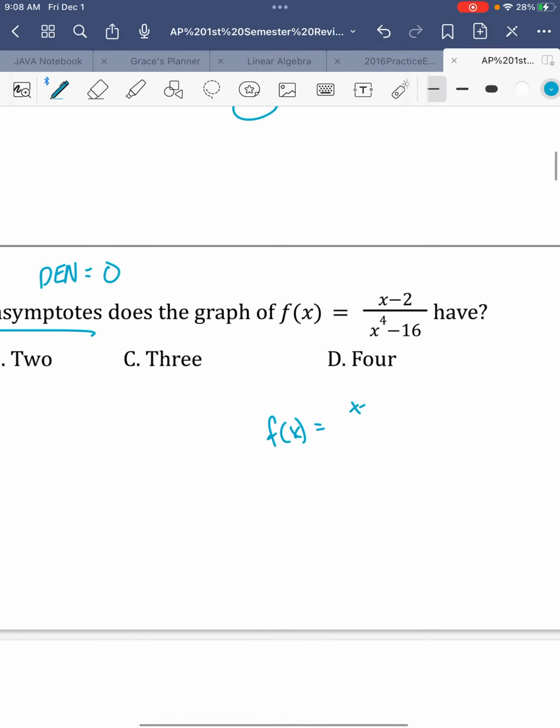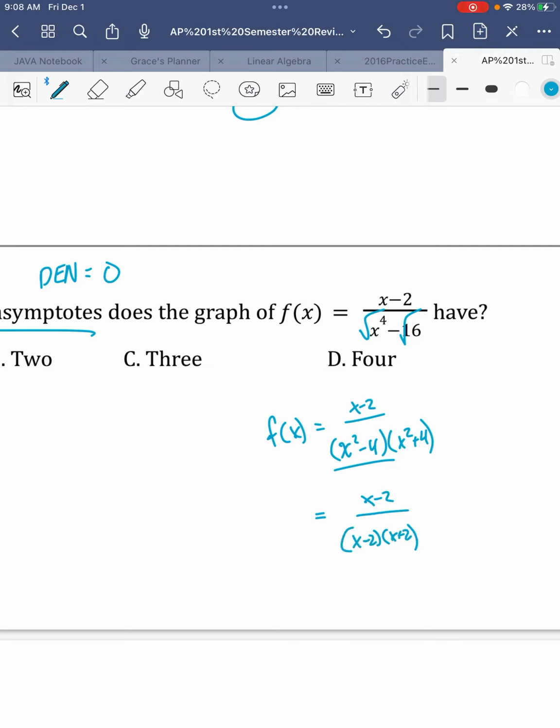So our numerator stays as x minus 2. In our denominator, x to the 4th minus 16 is difference of squares. If we square root both of those, we would get x squared minus 4, x squared plus 4. But then we could factor again because x squared minus 4 is also difference of squares. So we would have x minus 2, x plus 2. X squared plus 4 does not factor because it's not difference of squares, it's adding.